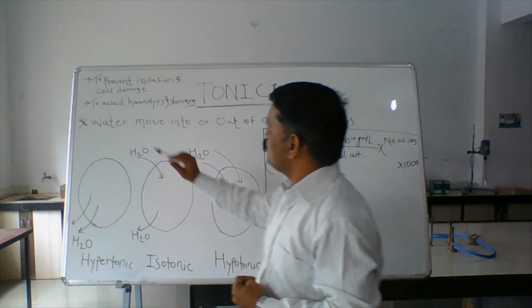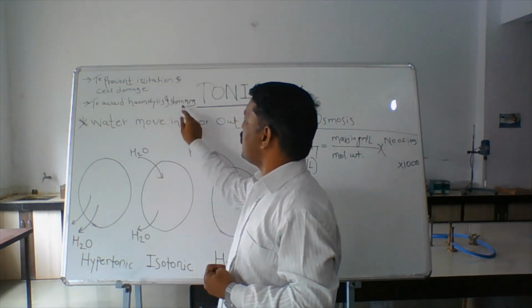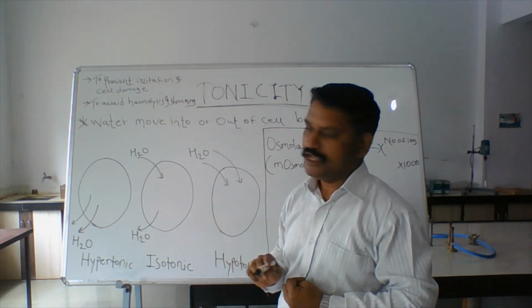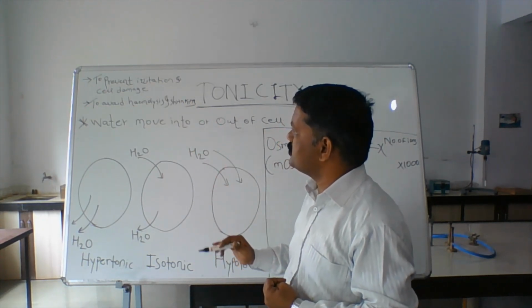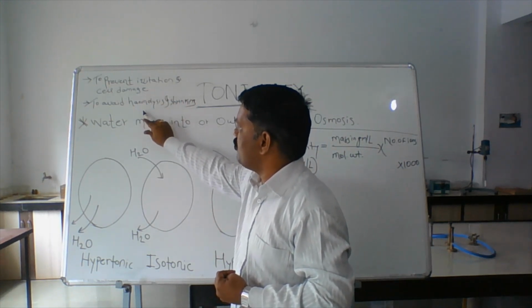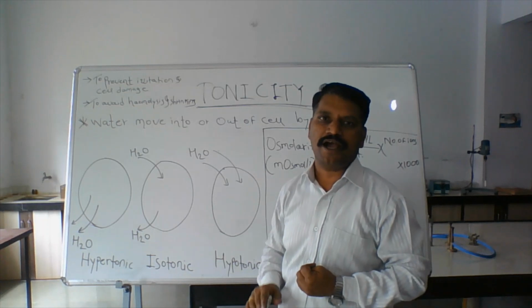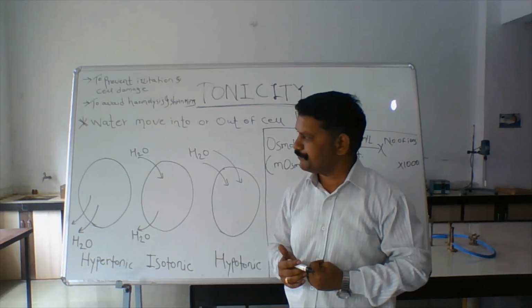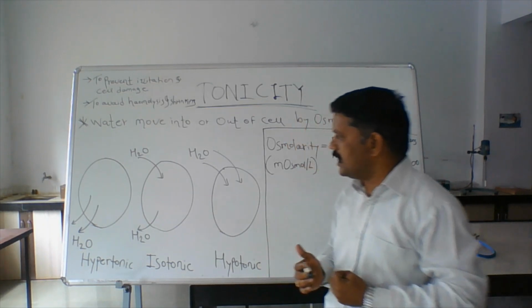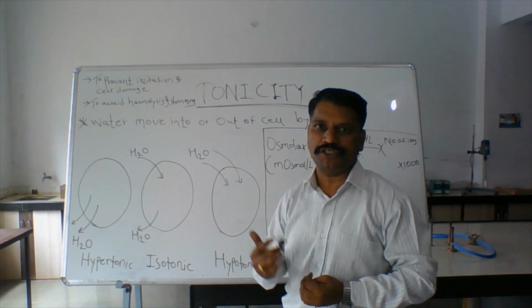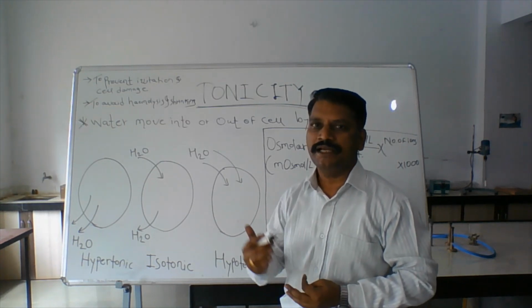Second reason, to avoid hemolysis and shrinking or swelling of red blood cells. So these are some reasons: to prevent irritation and cell damage, and to avoid hemolysis, shrinking or swelling of red blood cells. So let us discuss what will happen in the case of hypertonic solution, isotonic solution and hypotonic solution.